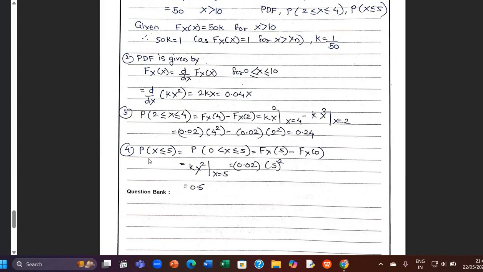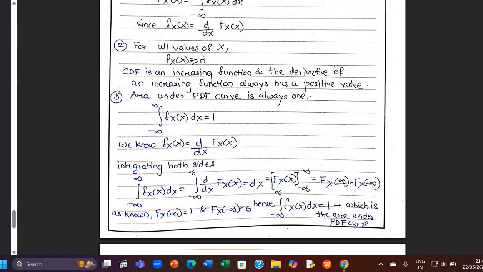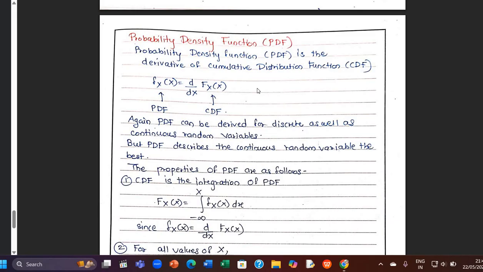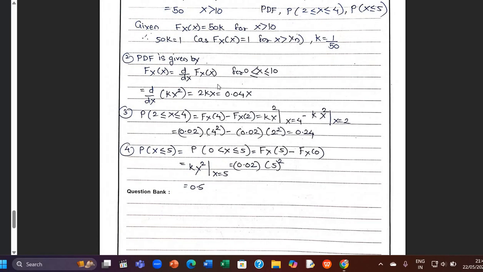This way you can solve for the simple calculation. You can see here the given data, and accordingly the probability density function you can estimate. So carefully see how it is done. Taking the difference based on the interval given is the simplest way of calculating it.